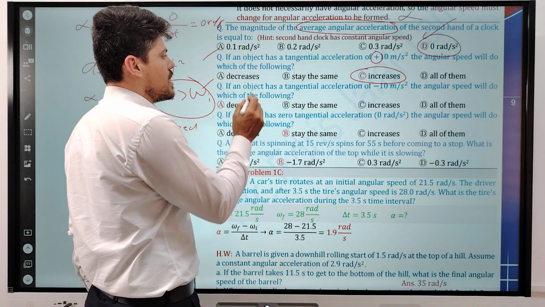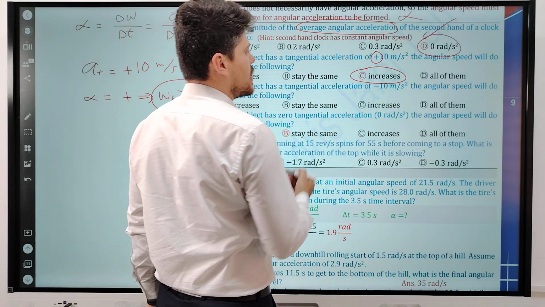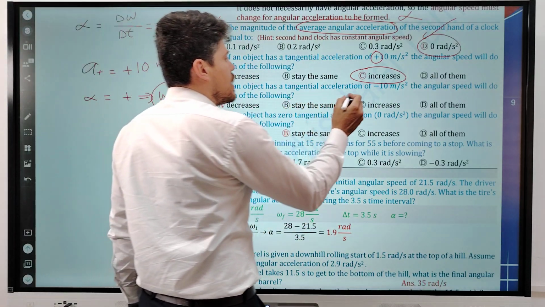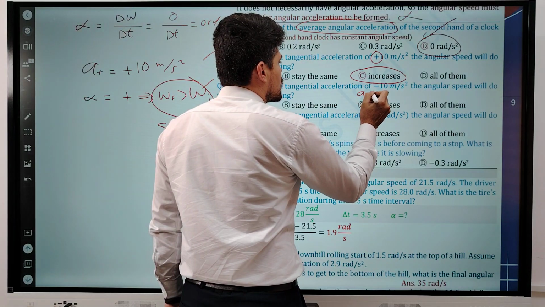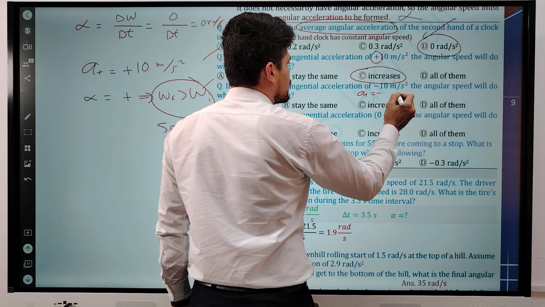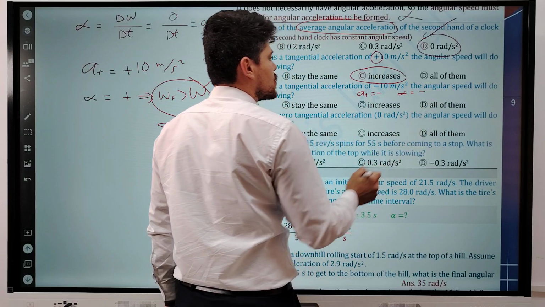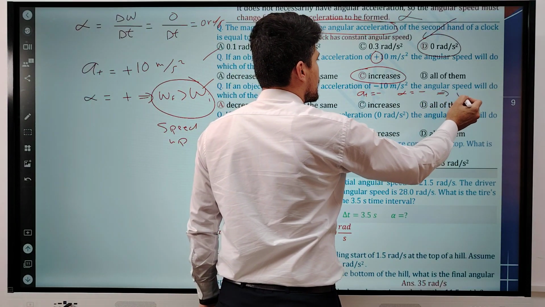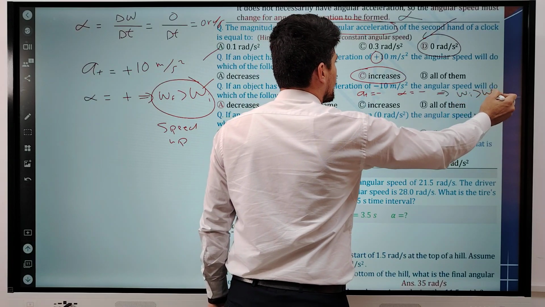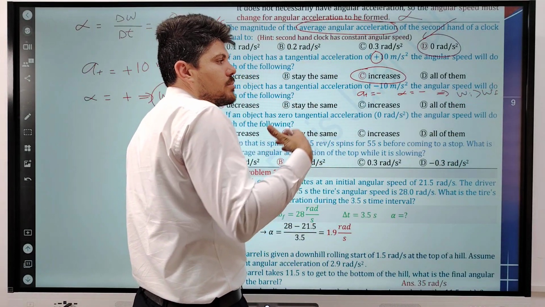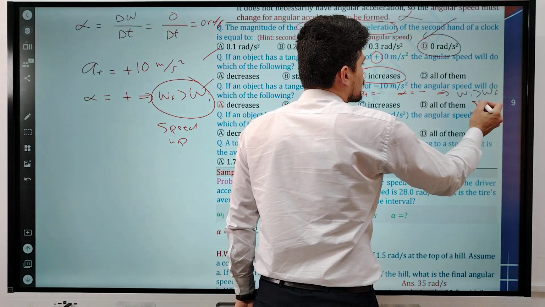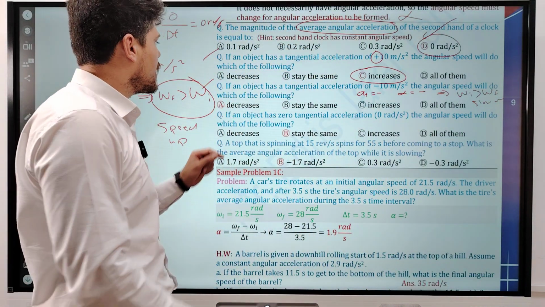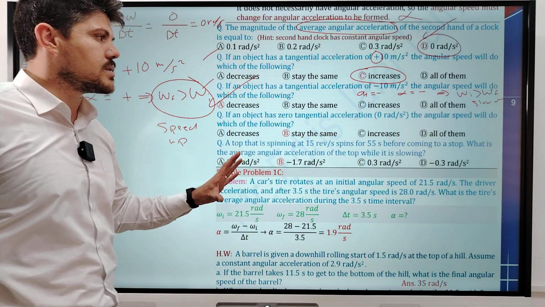This is the third question. If an object has tangential acceleration of negative 10 meters per second squared, in that case, because tangential acceleration is negative, the angular acceleration should also be negative. When does angular acceleration become negative? In the case when omega initial is bigger than omega final. When is omega initial bigger than omega final? In the case of slowing down. So the speed should decrease. The correct answer is decreases.